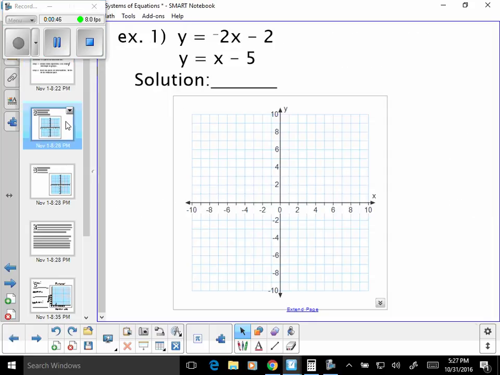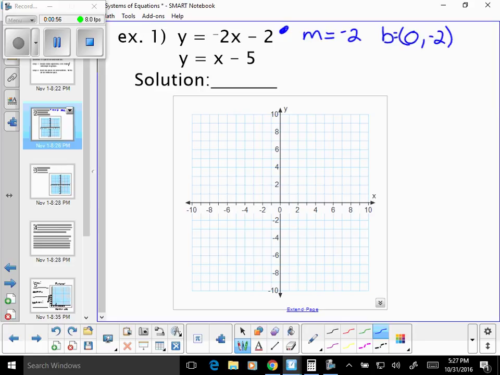I'm going to use blue for my first line. My slope is going to be -2. My intercept is going to be 0, -2. Remember, again, subtraction means to add the opposite. I will graph 0, -2. Using a slope of -2 means I want to slide down the line. So I go up 2, left 1, up 2, left 1, etc. Or I go down 2, right 1, down 2, right 1, etc.